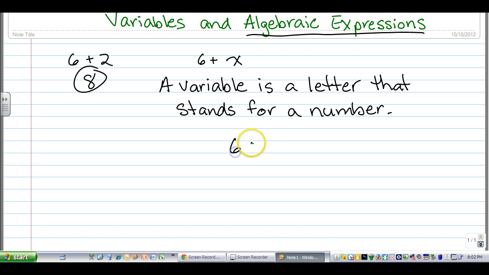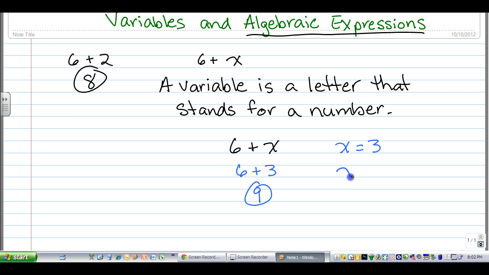So we have 6 plus X. Just write that over here again. And what if I say that X equals 3? Well, what will this expression now be if X equals 3? I take my X equals 3 and I replace it. So instead of 6 plus X, I'm going to say it's 6 plus 3. And that equals 9.